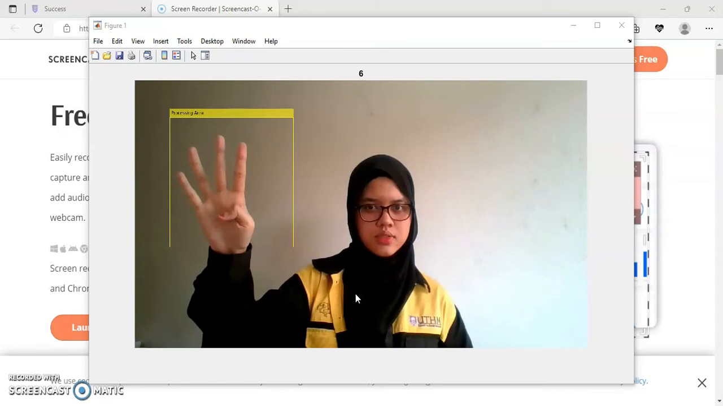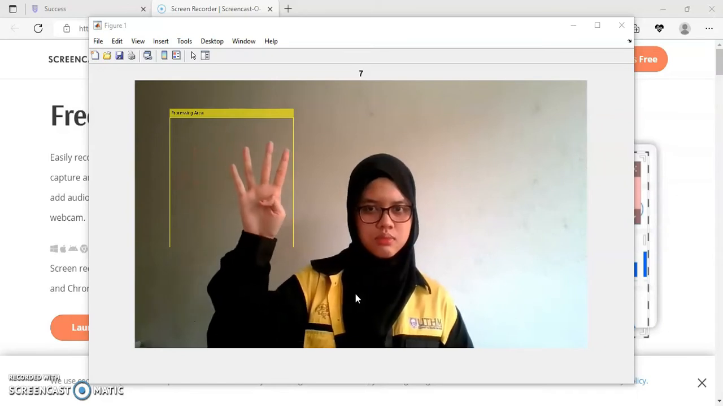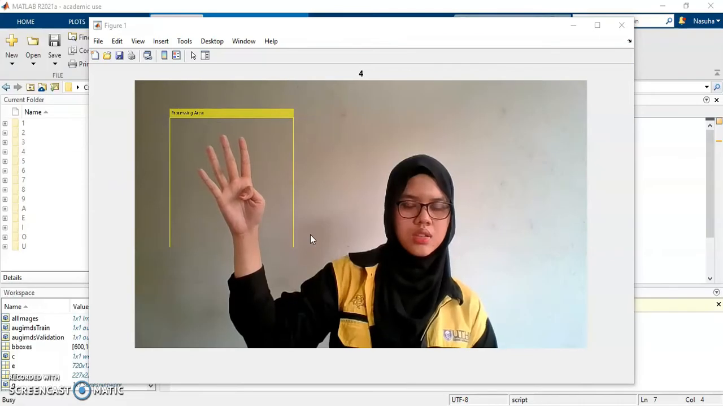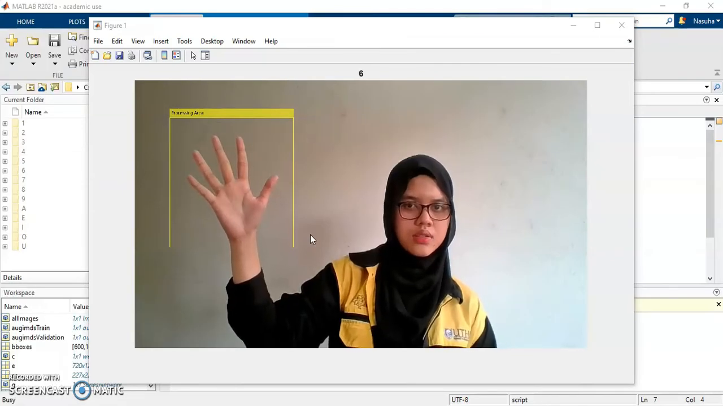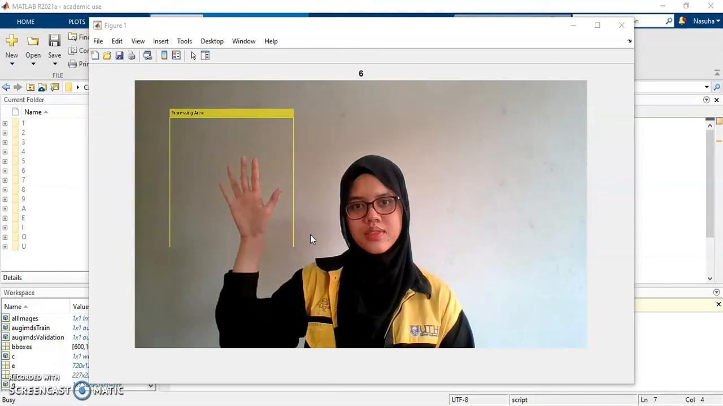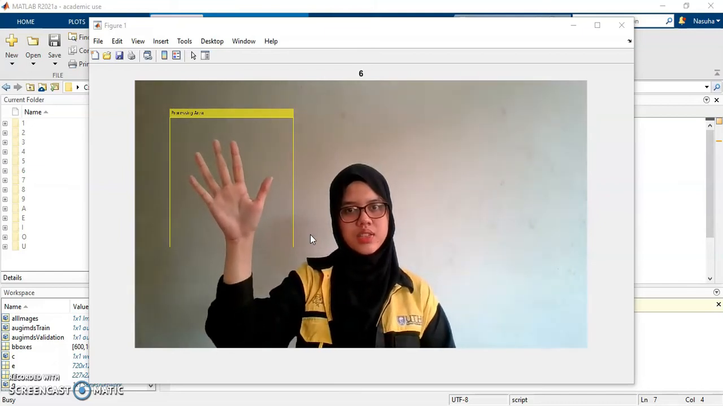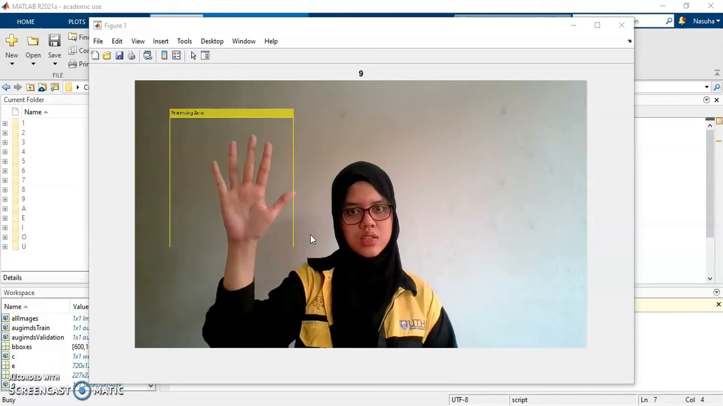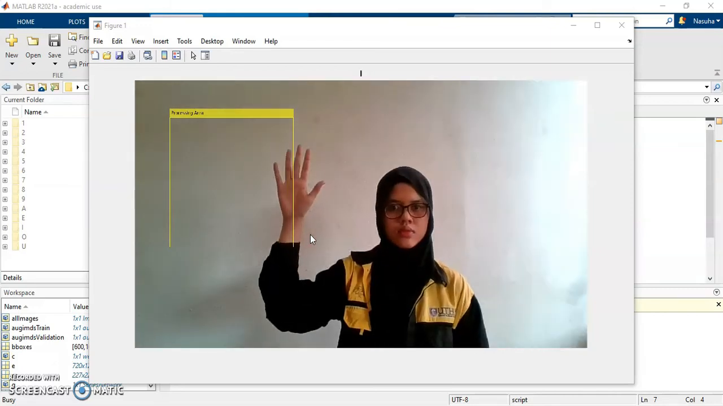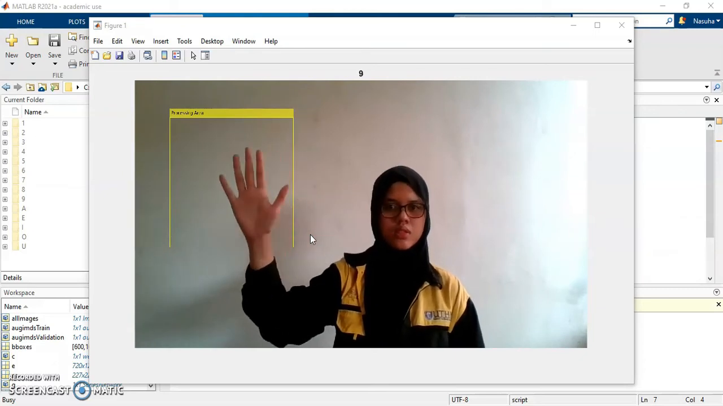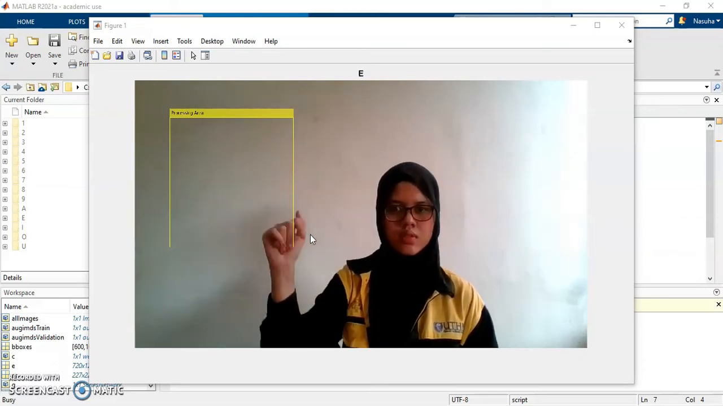Now it's number 4. Number 4 is quite hard for the system to detect. But I got it. The system was able to detect it after a change of lighting. And now it's number 5. Number 5 is the hardest one during this demo for the system to differentiate among the other gestures.